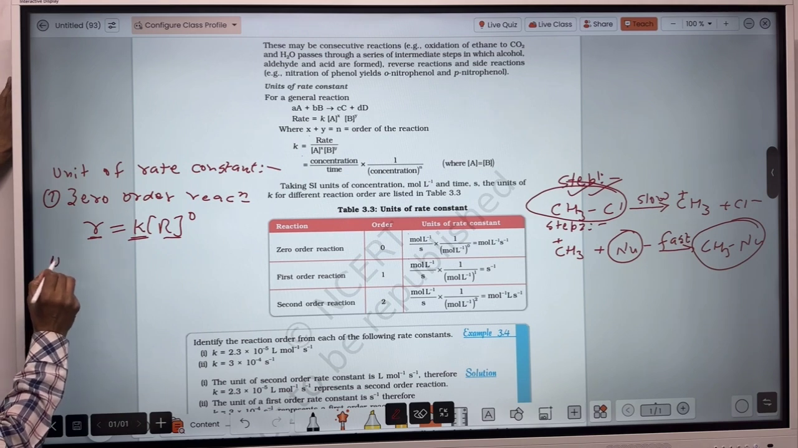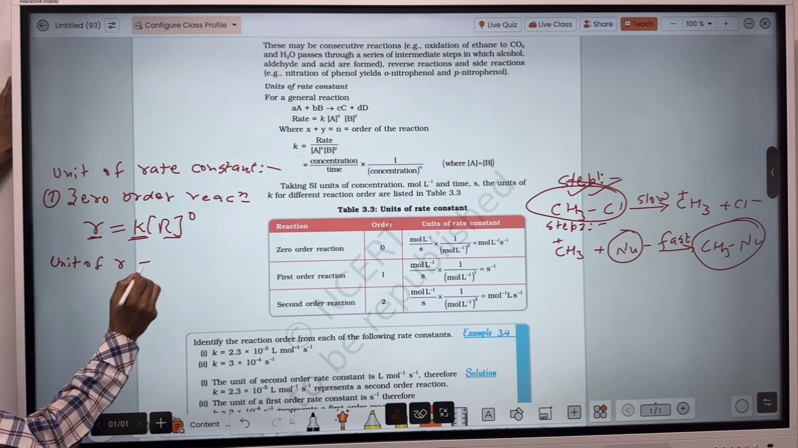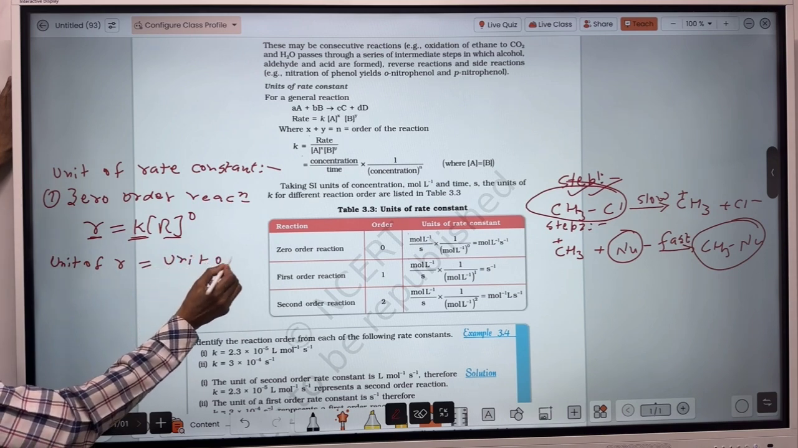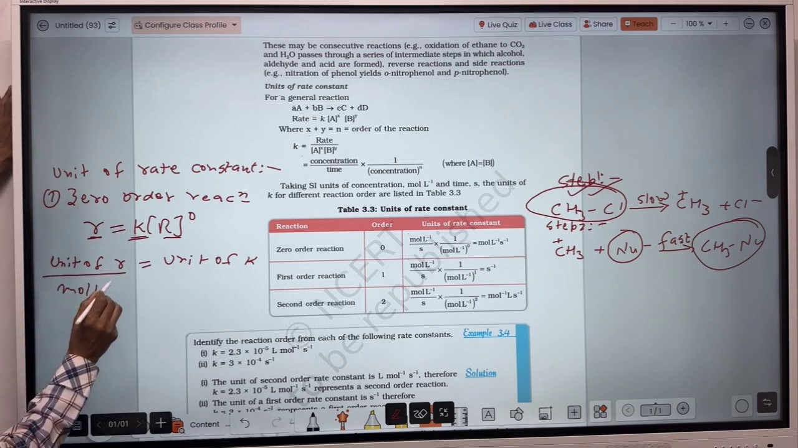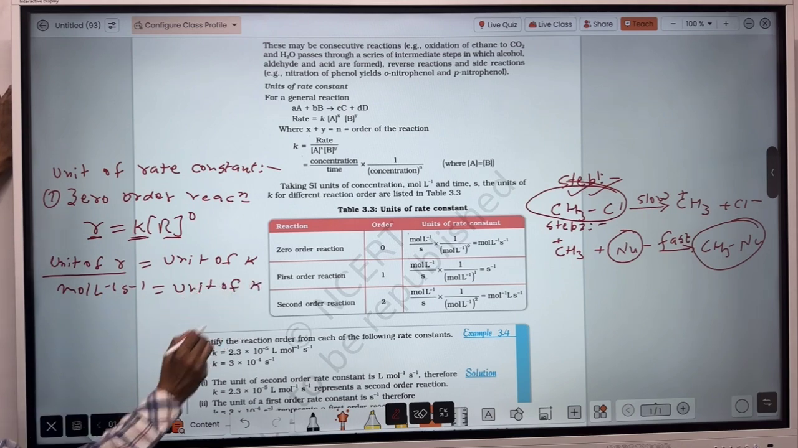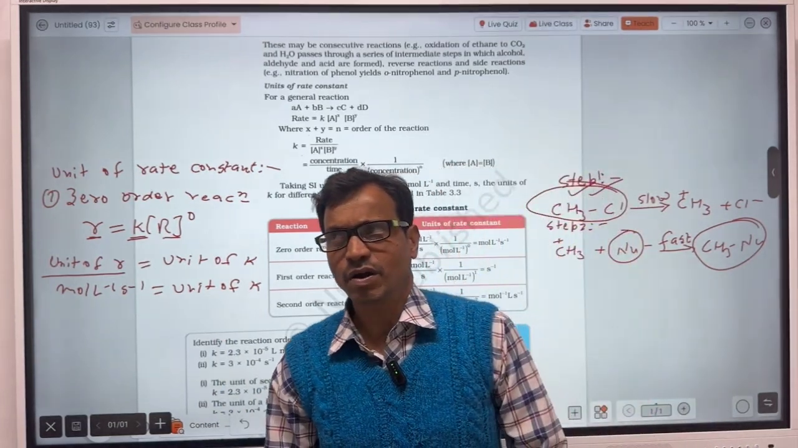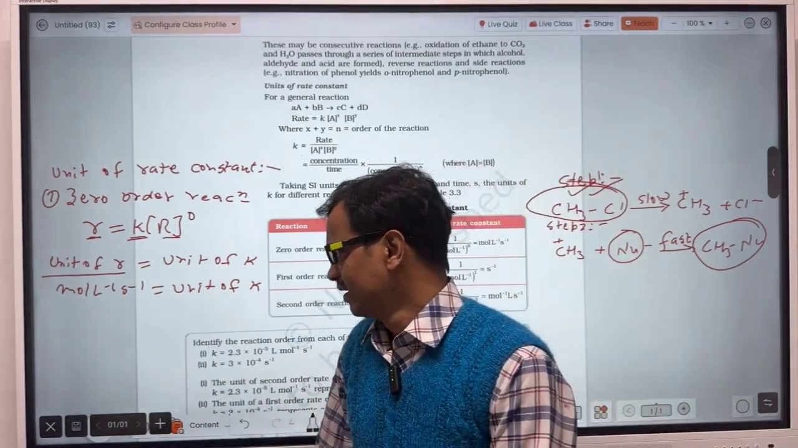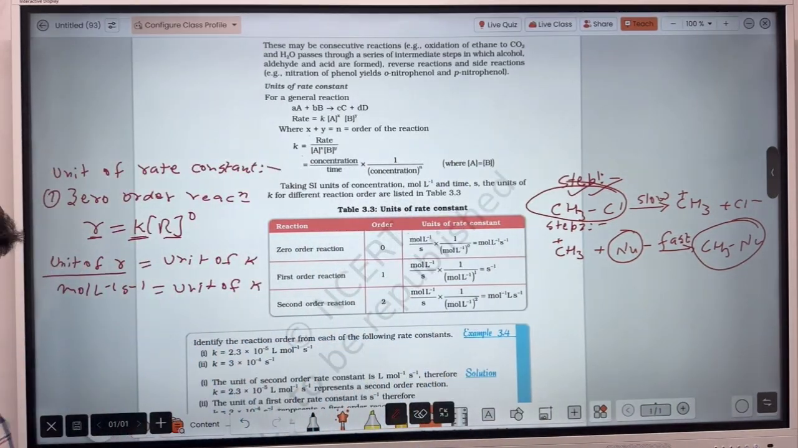So here, unit of rate of reaction will be equal to unit of rate constant, and unit of rate of reaction is mole per liter per second. So that will be the unit of rate constant. So in zero order reaction, the unit of rate constant will be mole per liter per second. Let's see first order reaction.